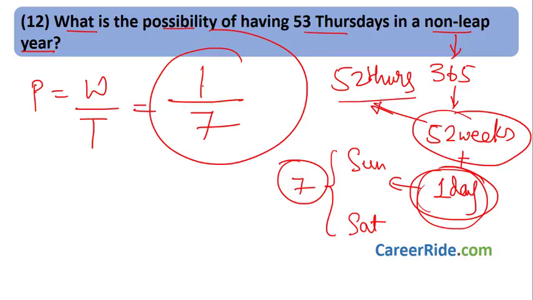So only 1 Thursday is there in every 7 days. So 1 by 7. What I want? Thursday. That is 1. Okay. And total possibilities are 7. So 1 by 7. Moving to question number 13.